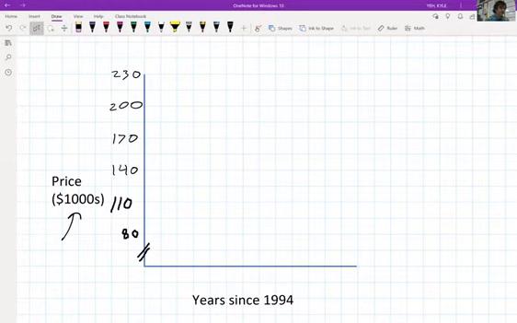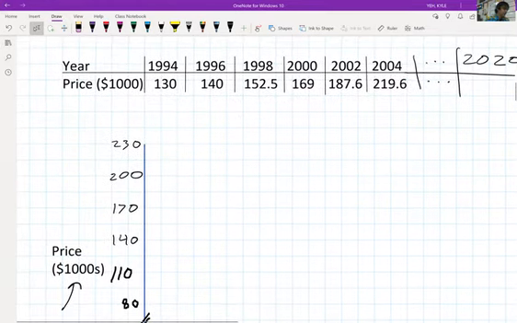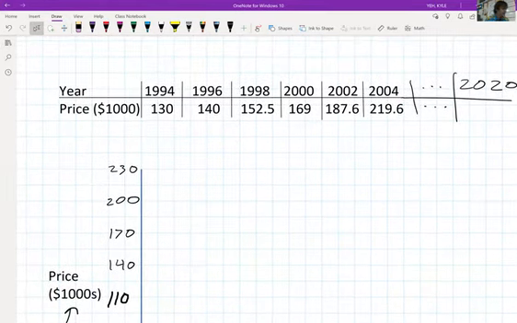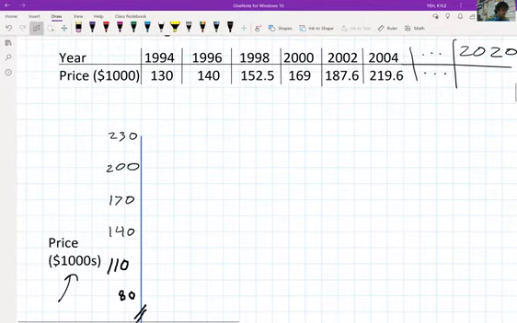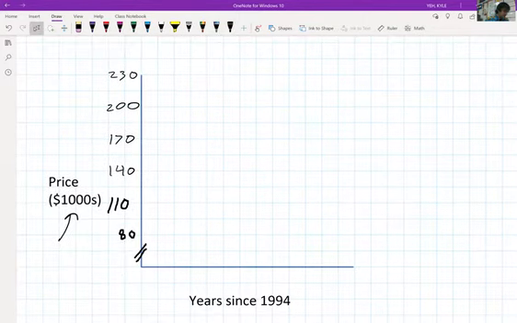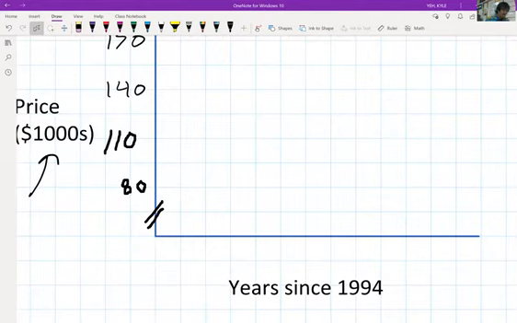Why would I say years since 94? Two reasons. One, why 94 specifically? Because that was the very first item in my table that I have information about. But the biggest reason is because now I can call that 0, which is going to make our lives way easier when we're finding this equation.